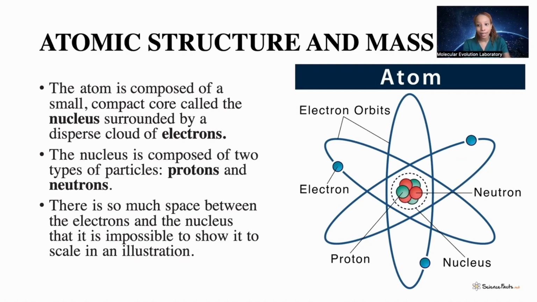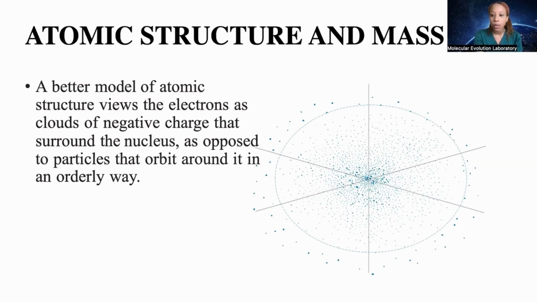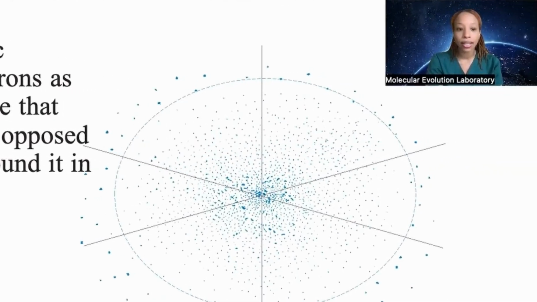We touched a bit already on the atomic structure and mass, but in my lectures we'll have a lot of repetition because I do believe that repetition is necessary. Again, the atom is composed of a small compact core called the nucleus that is surrounded by a dense cloud of electrons. The nucleus is composed of two types of particles, the proton and the neutron. As we mentioned in the last lecture, you have a lot of space between the nucleus and the electrons.